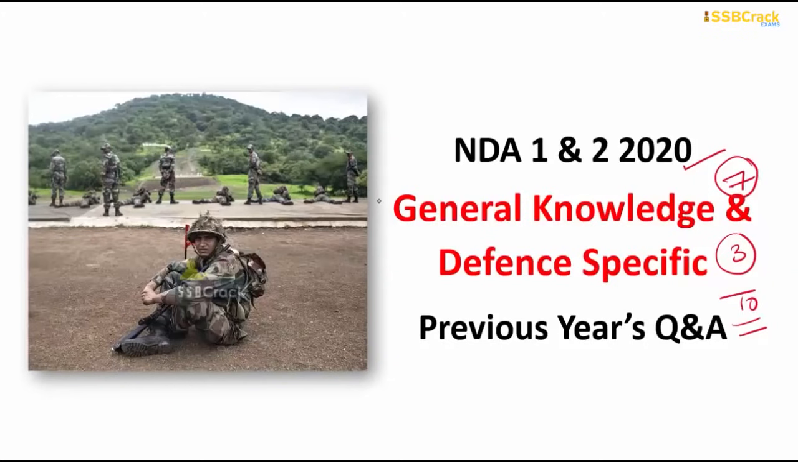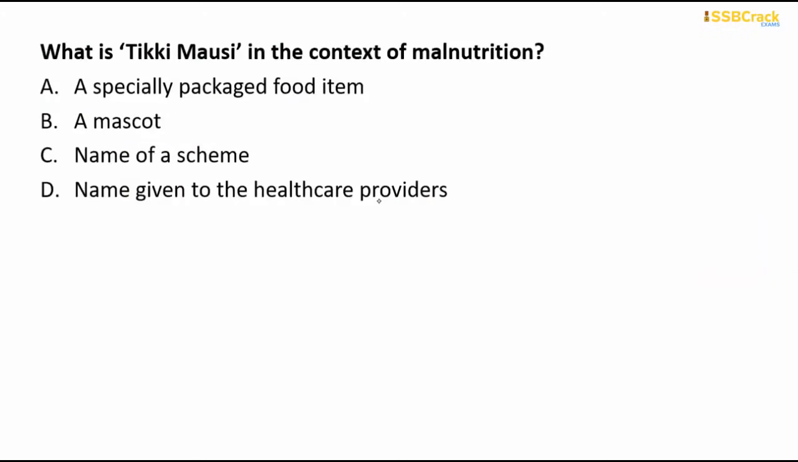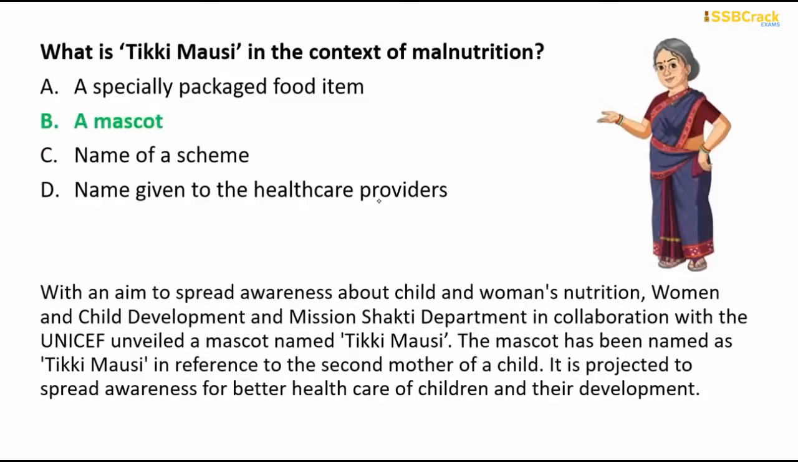Beginning with the first and foremost question: what is Tikki Mausi in the context of malnutrition? I repeat the question, what is Tikki Mausi in the context of malnutrition? The options are: is it a specially packaged food item, or is it a mascot, or is it the name of a scheme, or is it a name given to the healthcare providers? So Tikki Mausi is simply a mascot. This is how Tikki Mausi looks. So what is this actually?